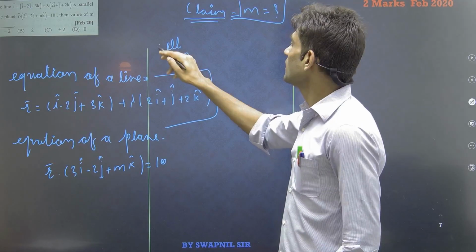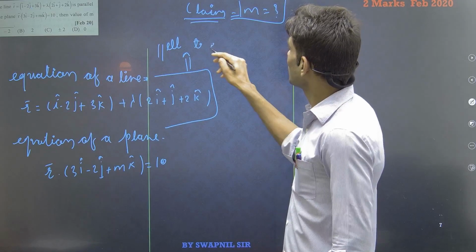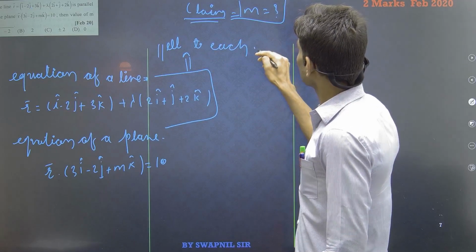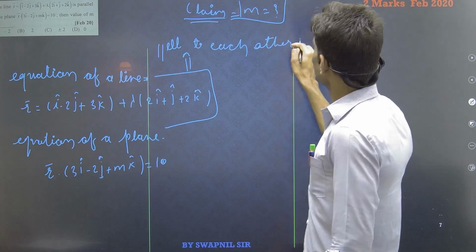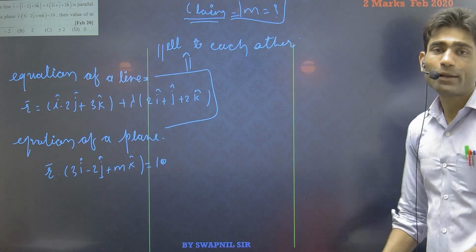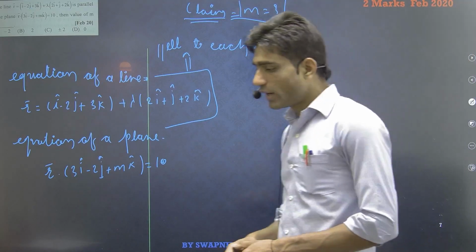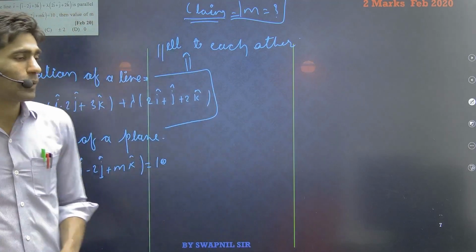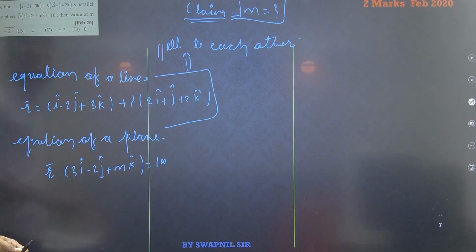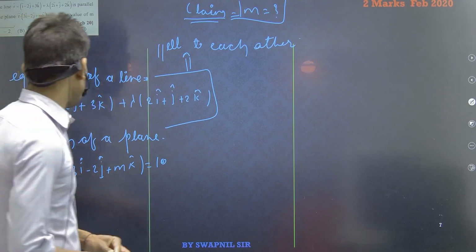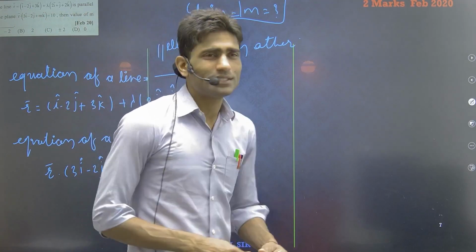Okay, parallel to each other. So both the equation of a line and the plane are parallel to each other. So we have to apply the condition here. When the equation of a line and a plane are parallel to each other, then we will apply the condition.